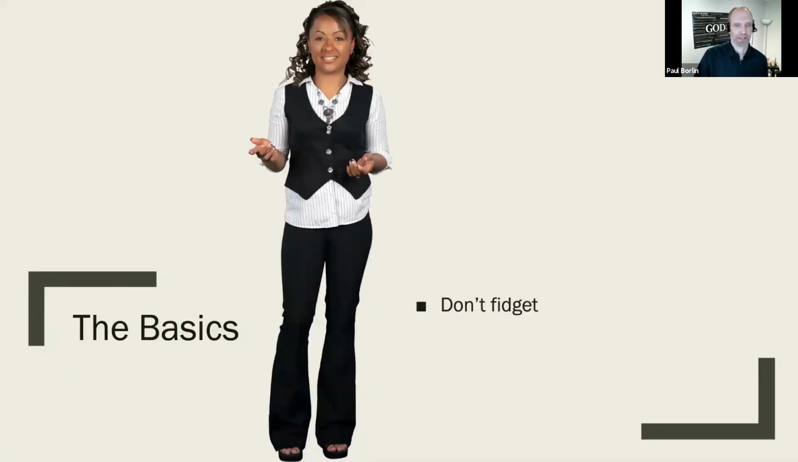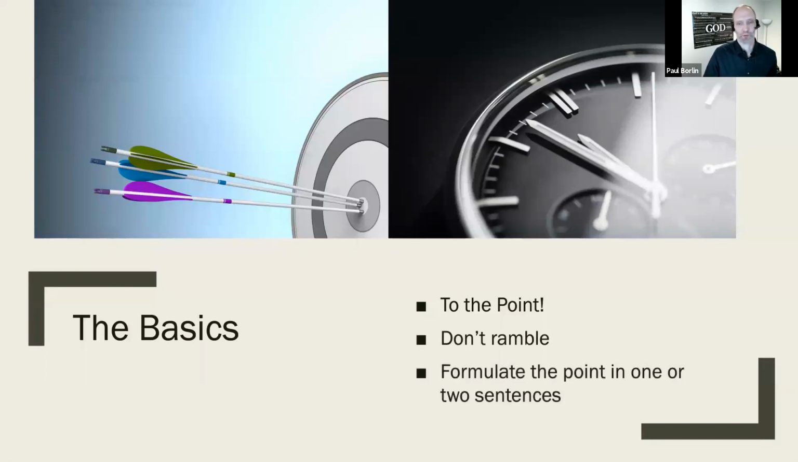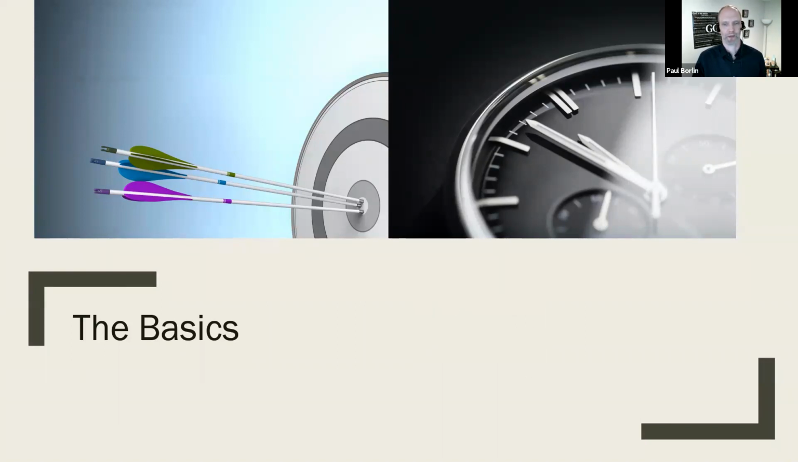Don't fidget. Maybe watch a video of yourself, see what kind of fidgeting you might do. Use gestures appropriately to what you're talking about. Get to the point. I find a lot of demonstrations, what they could have explained in one or two sentences, they ramble on for five minutes: we did this and I walked over here and I touched this keyboard. We don't need to know all that stuff. Don't ramble. Formulate your point in one or two sentences. Use that pause if you have to, and then deliver your point.